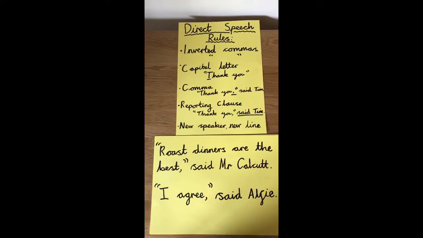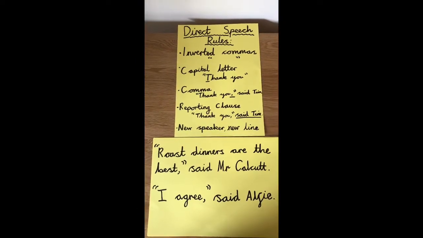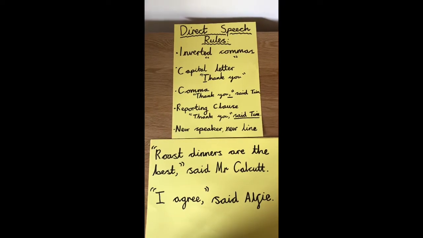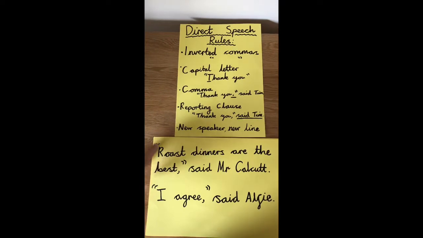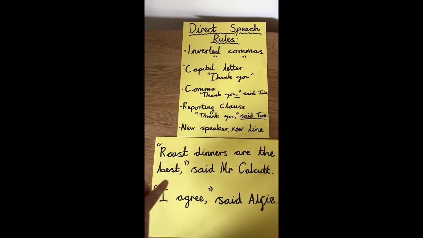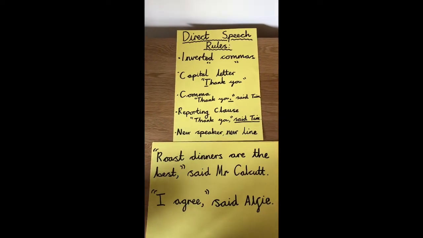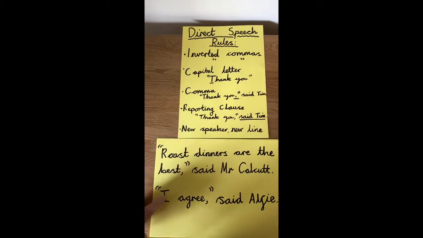So here we have an example of direct speech. "Roast dinners are the best," said Mr. Calcutt. "I agree," said Alfie. So we've got our inverted commas either side of what's being said in both sentences. We've got a capital letter at the start of what's being said.